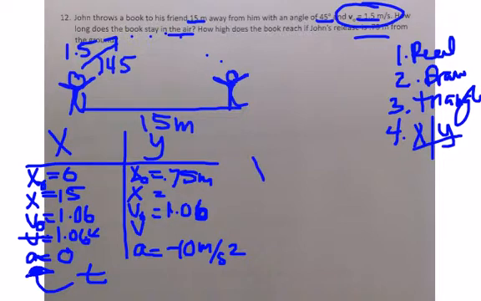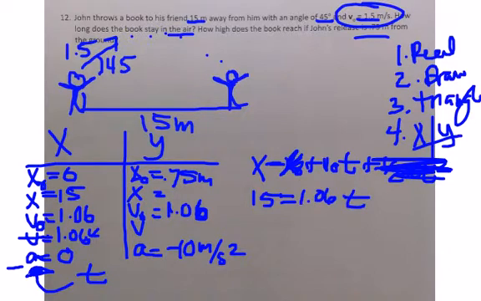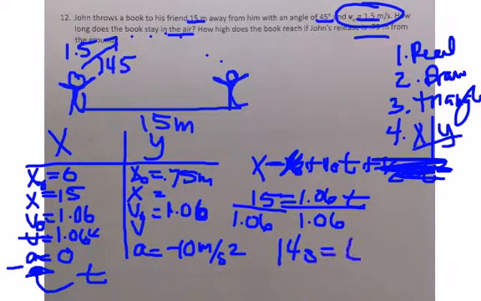So the first equation, you will have all these equations: x equals x naught plus v naught t plus 1/2 at squared. Notice acceleration is 0, which is very helpful because I can cross this out. And my initial position is 0, so I can cross that out. And then I get 15 equals my original velocity, 1.06, times time. We need to isolate time by dividing on both sides. Remember, we divide because they were originally multiplied. And when we do this, we get about 14 seconds.